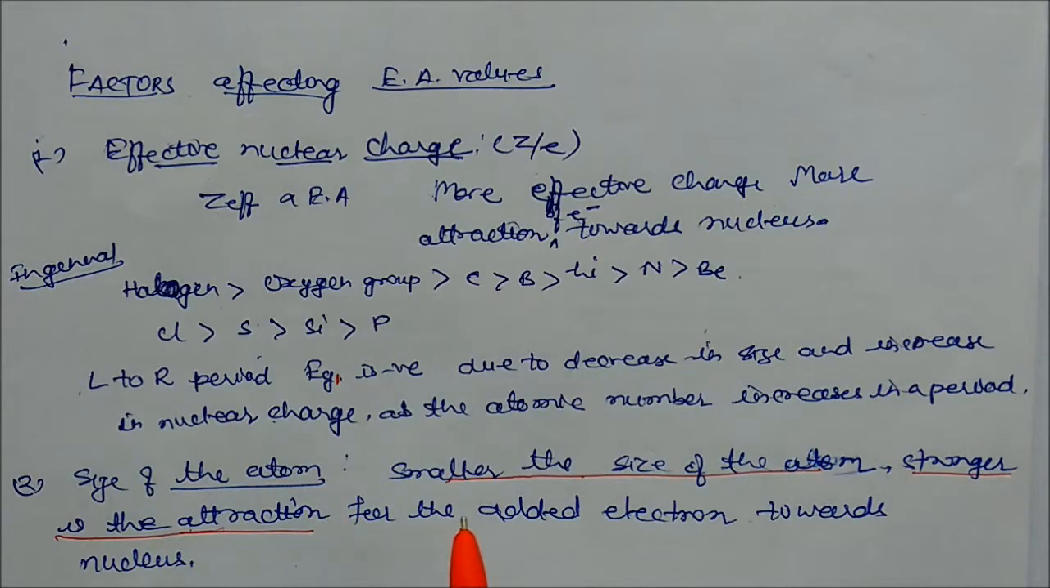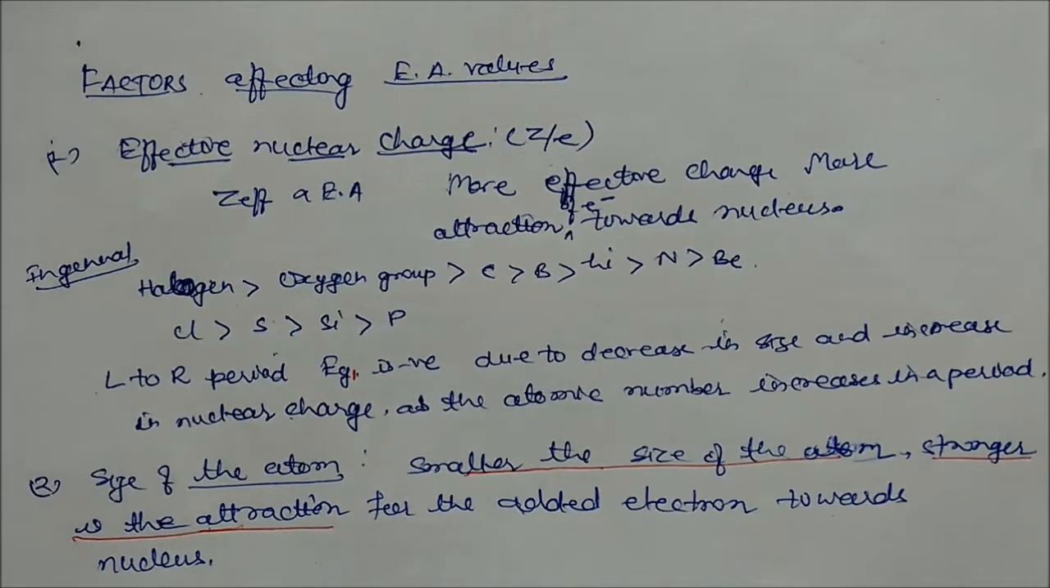In the size of atoms, if the size of the atom is small, what happens? There is a stronger force of attraction for the incoming electron towards the nucleus. So again, electron affinity will increase.